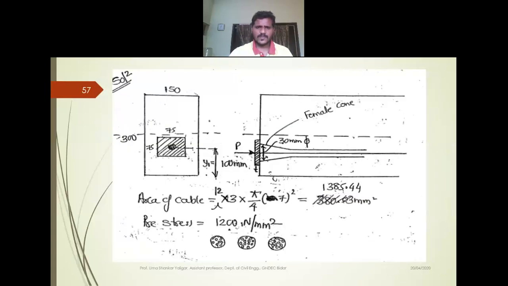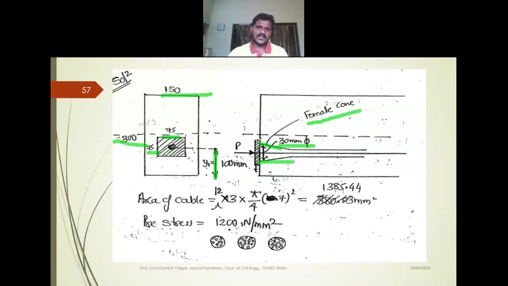Now here, see the plate is 75 by 75, the size is 100 by 150, and it is the pre-stressing force. It is at a distance of 100 mm from the bottom. Here he has told that it is having a female cone. So this type of arrangement is called the female cone, and this diameter is almost 30 mm. This is a female cone.